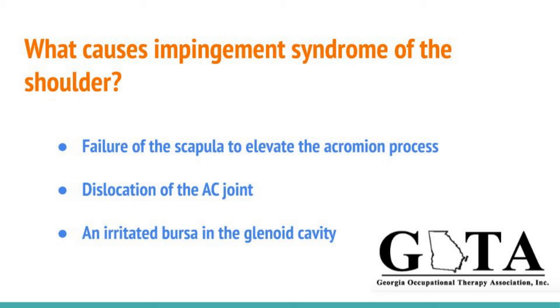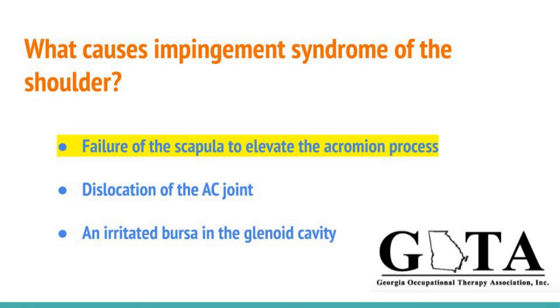What causes impingement syndrome of the shoulder? Failure of the scapula to elevate the acromion process, dislocation of the AC joint, or irritated bursa in the glenoid cavity? Impingement syndrome is caused by a failure of the scapula to elevate the acromion process.